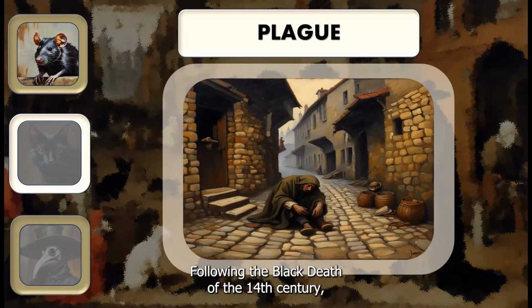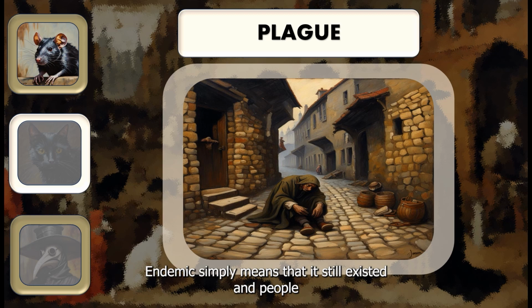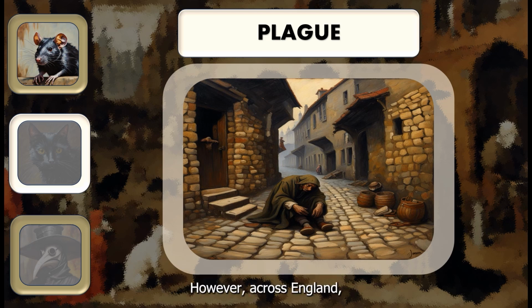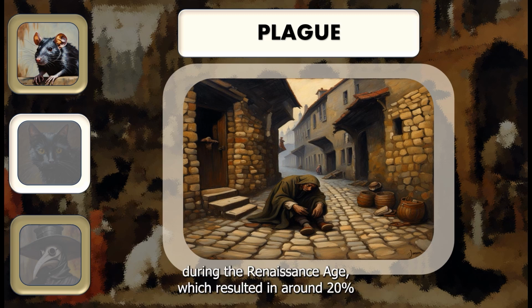Following the Black Death of the 14th century, both the bubonic and pneumonic versions of plague remained endemic across England. Endemic simply means that it still existed and people continued to die from the disease, but not at such a ferocious rate. However, across England, there were different points when a city would face an epidemic. For example, both Leicester and York suffered an epidemic of plague during the Renaissance age, which resulted in around 20% of its citizens dying.